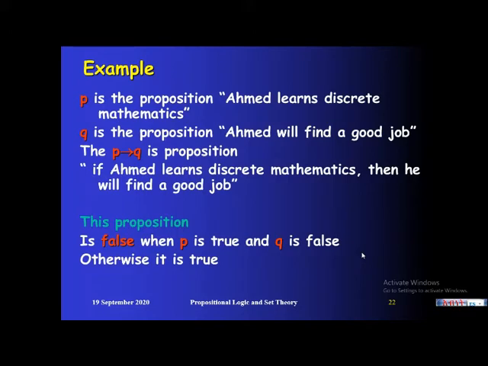Example: Ahmed learns discrete mathematics. The next statement: Ahmed will find a good job. Then when you write P implies Q, if P then Q: if Ahmed learns discrete mathematics, then he will find a good job. Now, this proposition is false only when P is true and Q is false. Otherwise, it is true.